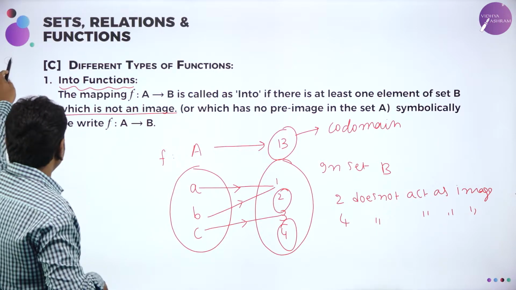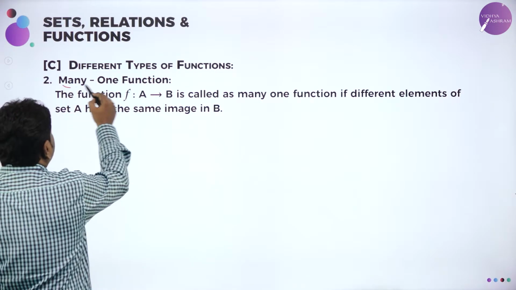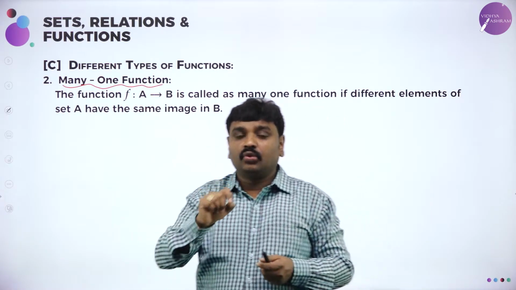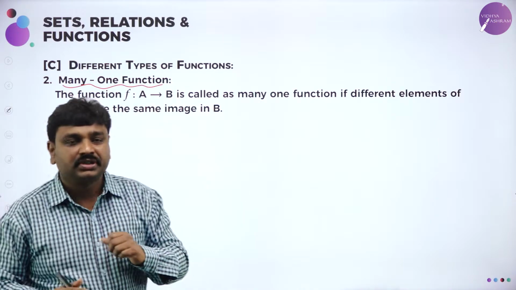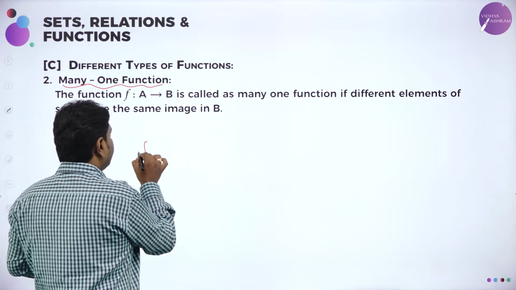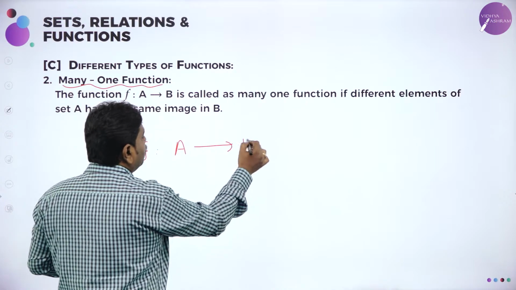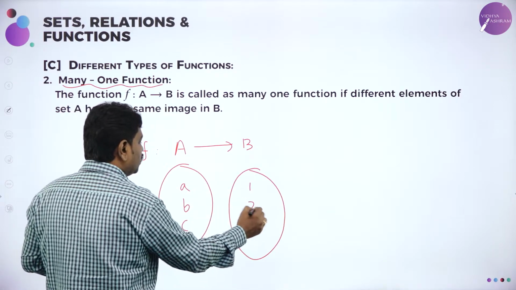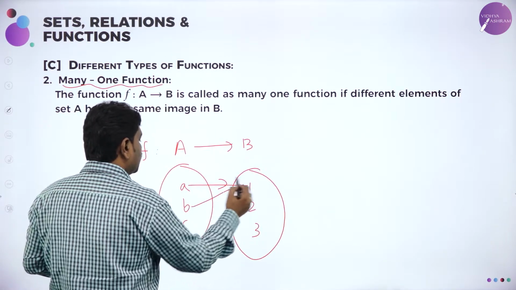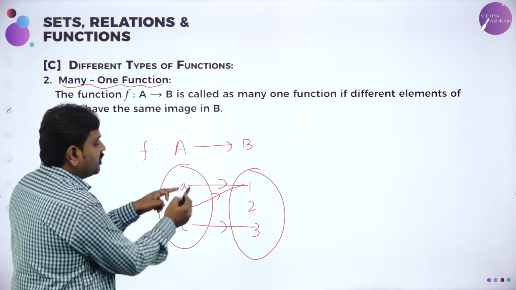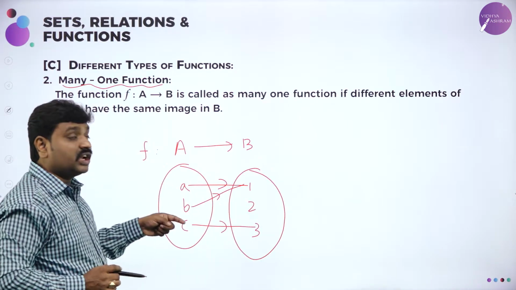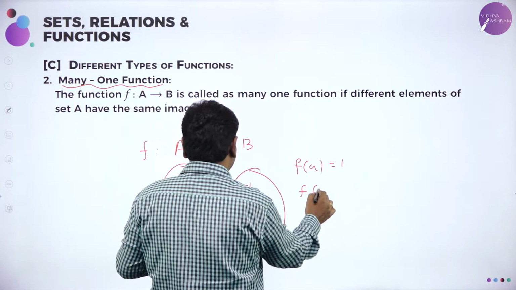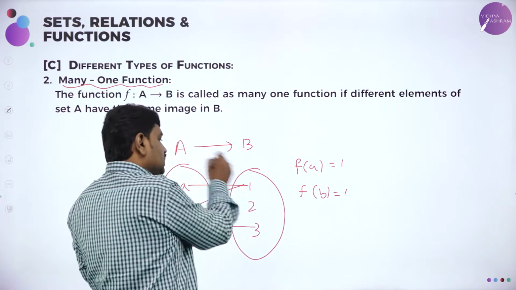Now, many to one. Many to one means more than one element in domain should have the same image. For example, I'll take F maps A to B. Very simple. If I have A, B, C here and 1, 2, 3 here, A maps to 1, B maps to 1 and C maps to 3. Here two elements have the same image. F of A is 1, F of B is also 1. So many elements have the same image.